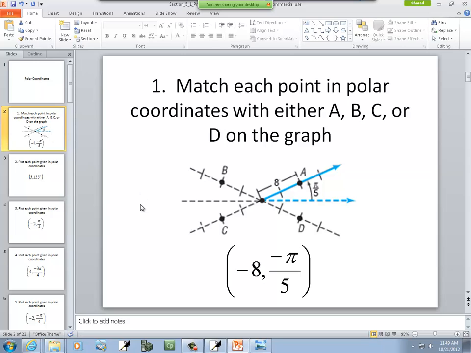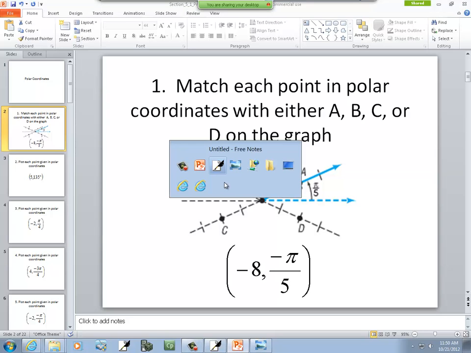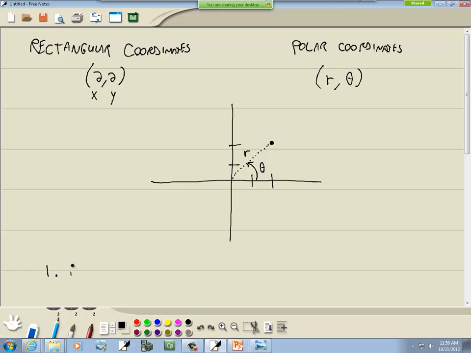These first problems say match each point in polar coordinates with either A, B, C, or D on the graph. Now, you see how it goes up here? That's a positive pi over 5. And negative pi over 5 would be going the other direction, so it goes clockwise. So right here we'd be sitting at D. Now this one has something unique about it. See how the 8 is negative? If it was positive 8, it'd be going in the same direction as the angle. Since it's negative 8, it flips around to the other side, and our answer is B as in Bill. So number 1 is B.